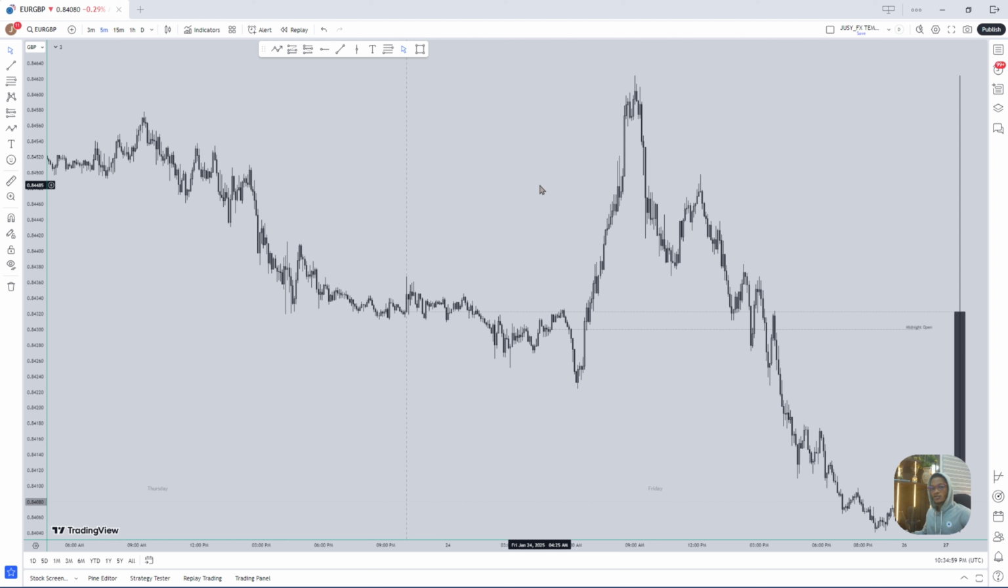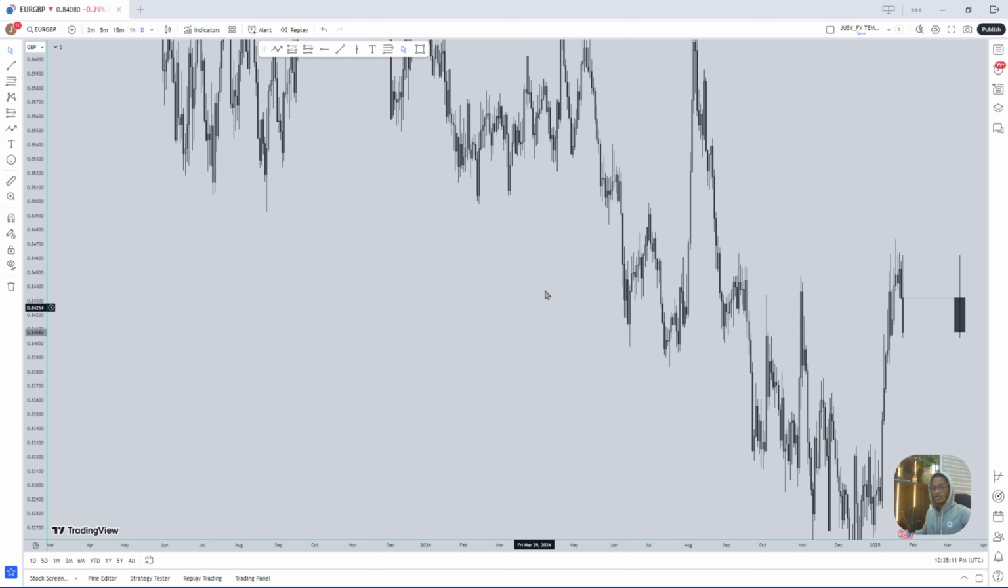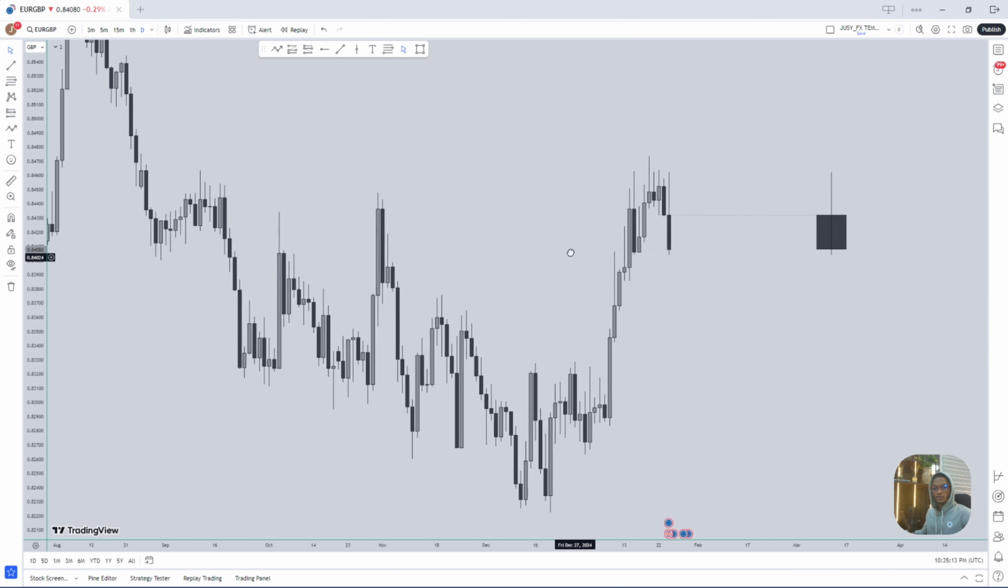Okay, the first thing you need to identify is where is price expanding to, and all you have to do is just follow price in that direction. It's as simple as that. Okay, so I'm going to take you to the daily time frame right now. This is EUR GBP, by the way, for those that do not know.